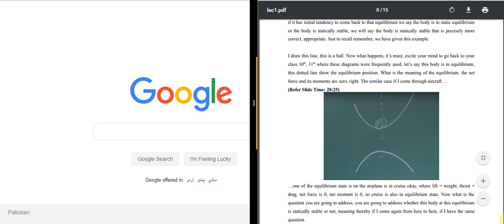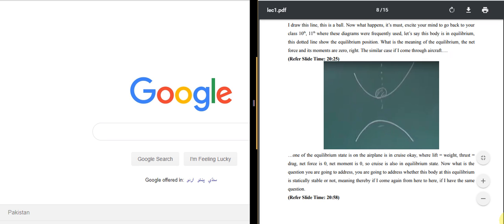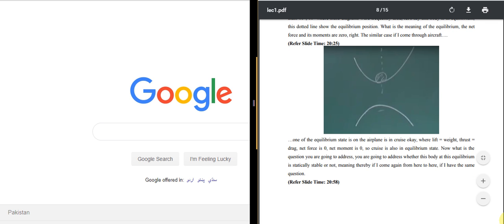The similar case, if I come to the aircraft, this is the aircraft. One of the equilibrium states of the airplane is in cruise, where lift is equal to weight, thrust is equal to drag, net force is zero, net moment is zero. So cruise is also an equilibrium state. Now what is the question you are going to address? You are going to address whether this body at this equilibrium is statically stable or not, meaning thereby if I move again from here to here. Let me read it once more.